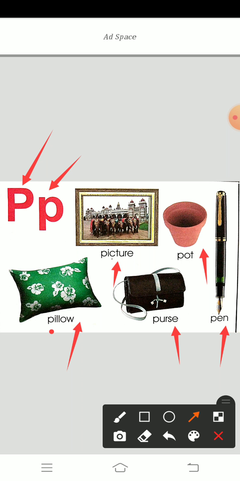Pillow. Where do you use a pillow? On the bed. When you go to sleep on the bed, you use a pillow, right? A picture is one of the wall pictures. Say the spelling of the picture: PICTURE, picture.